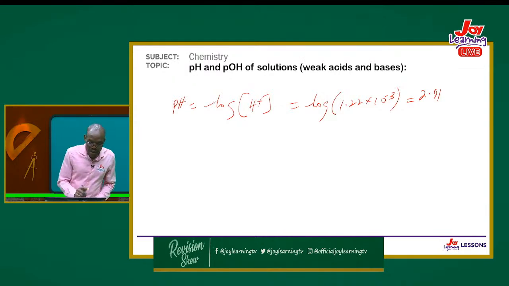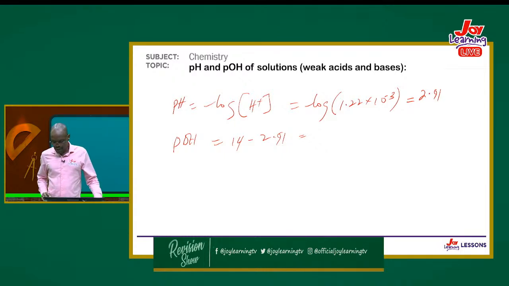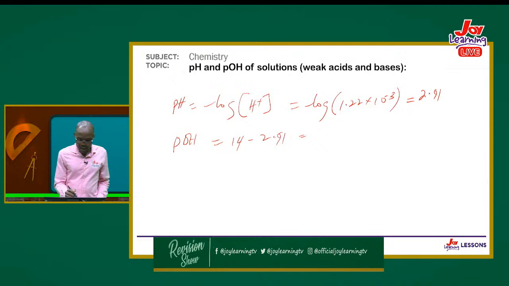So from here, we can also calculate the pOH. That will give me 14 minus 2.91. 14, not 10. So 14 minus 2.91, that is 11.1.